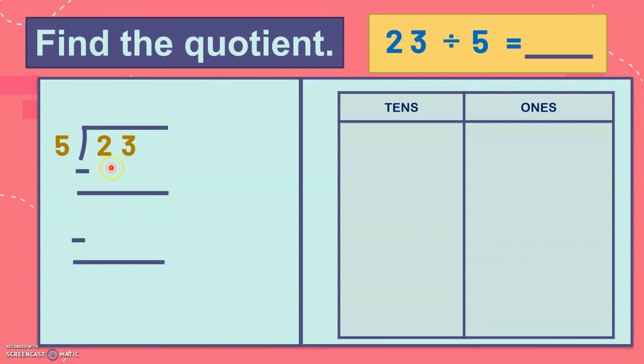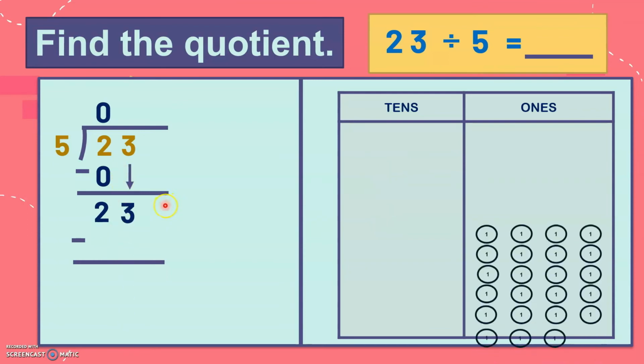23 divided by 5. So we'll start with the highest place value. 2 tens divided into 5. Can we divide 2 into 5? No. So the answer here is 0. Then multiply. 0 times 5 is equal to 0. So after we multiply, we will subtract. 2 minus 0 is equal to 2. Again, we cannot divide 2 into 5. So we'll bring down 3.